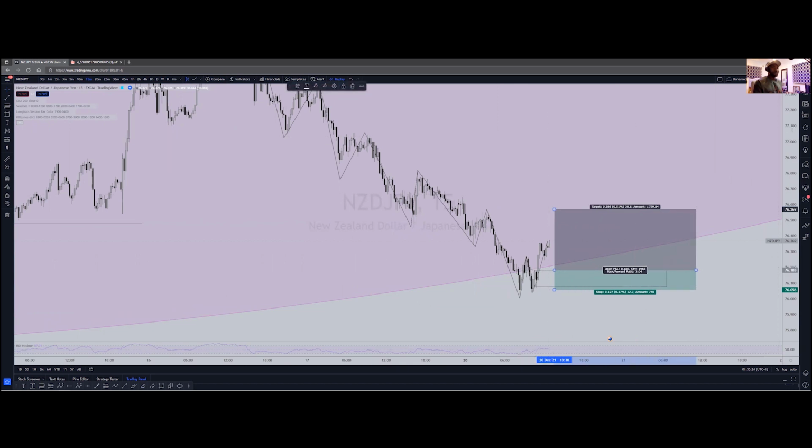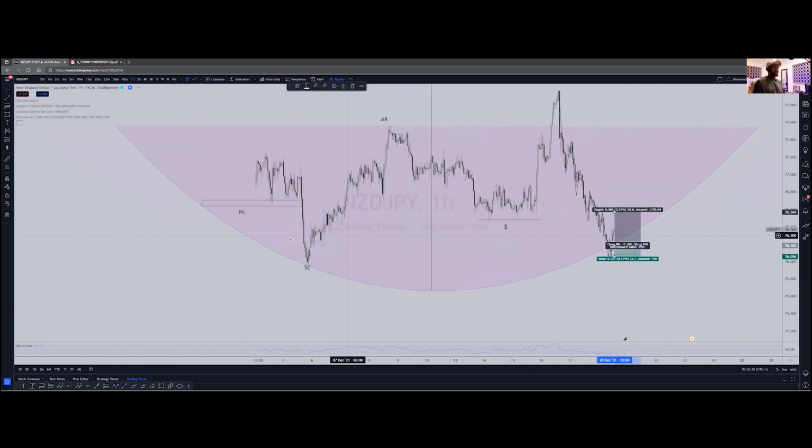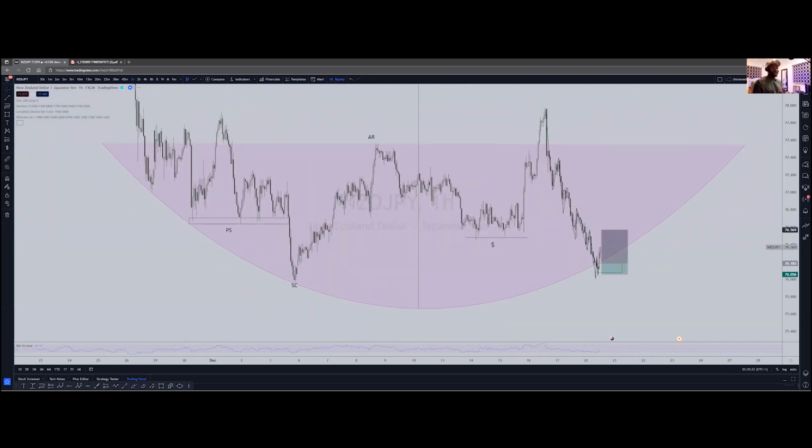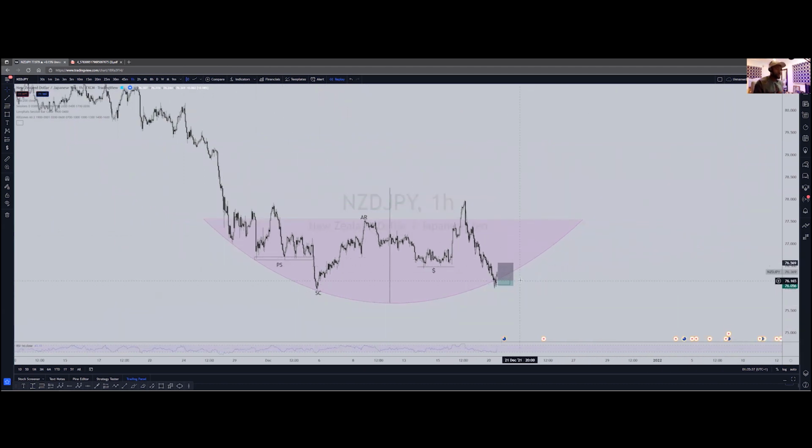Of course, I told you that the first target, let me go to my 1 hour. I told you that the first target should be the highest high in the trading range. And what is the highest high in the trading range? So that means this is my first target. So my first target is somewhere around 171 pips.